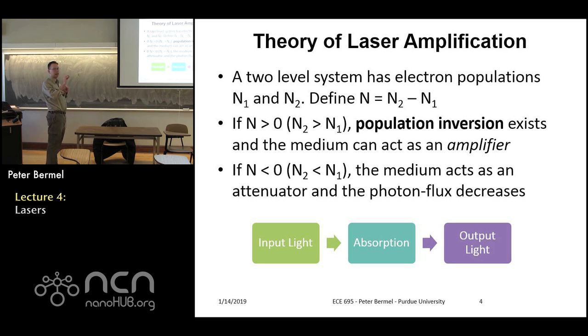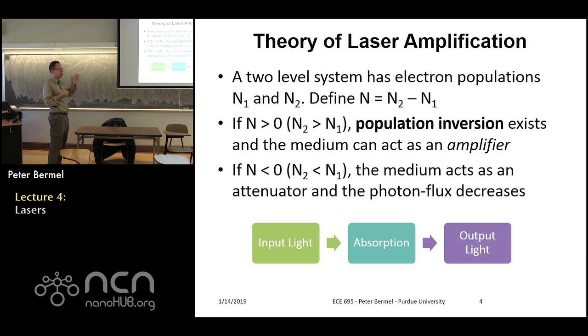Then we could say that the lower level has population of N1, and then the upper level N2. So that's a higher energy state. And so if N2 is greater than N1, so that means our capital N parameter is positive, then we have more excited electrons or states in the system than ground state.